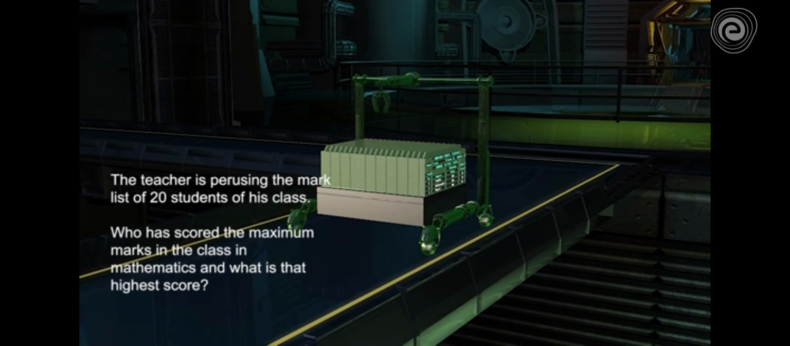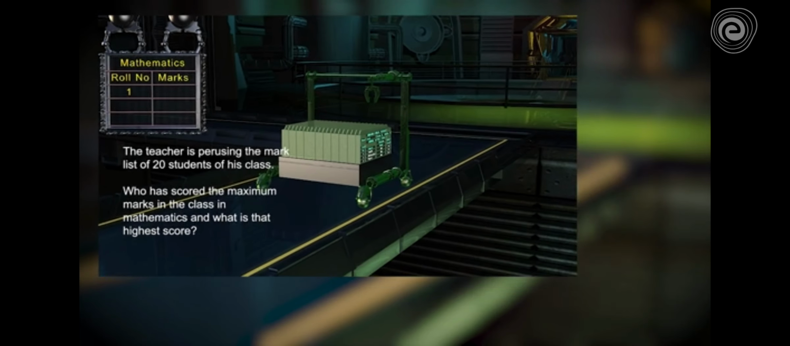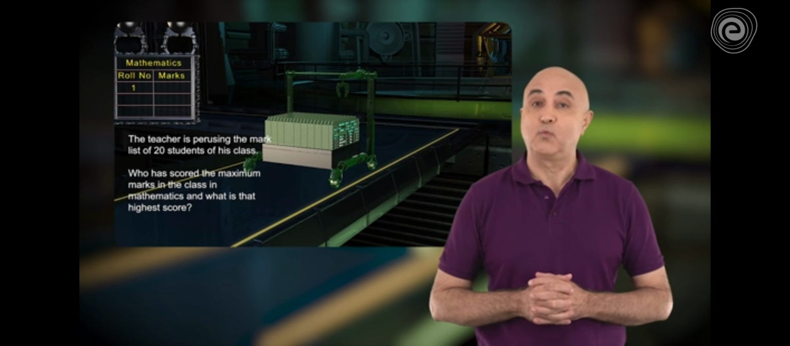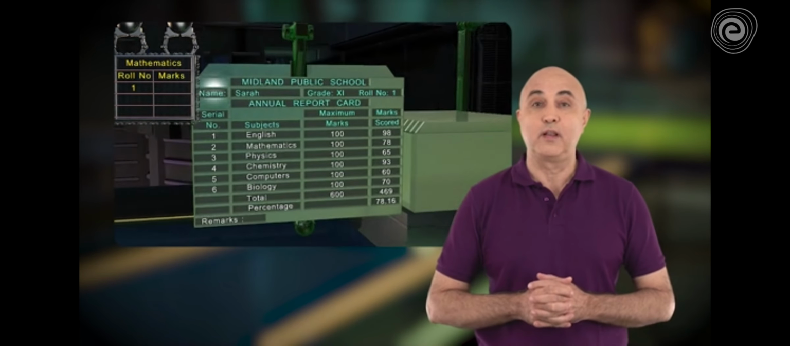The teacher is perusing the mark list of 20 students in his class. He wants to know who has scored the maximum marks in the class in mathematics and what is the highest score. The teacher starts checking the mark list one by one. He notices the score 78 of roll number 1.